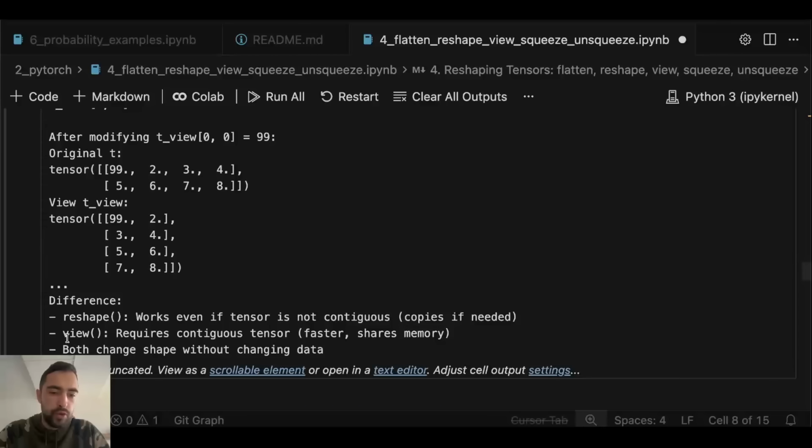So view requires the tensor to be contiguous in memory, meaning all of the elements need to be next to each other in memory. Reshape will work whether or not it's contiguous, so whether or not all of the elements are next to each other in memory. And it will create a copy of the tensor if necessary, if it's not next to each other.